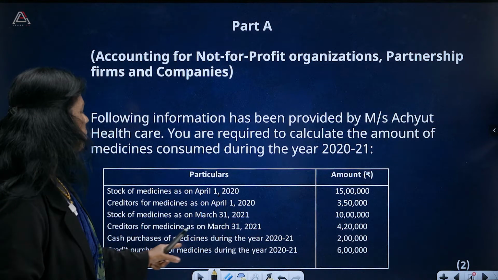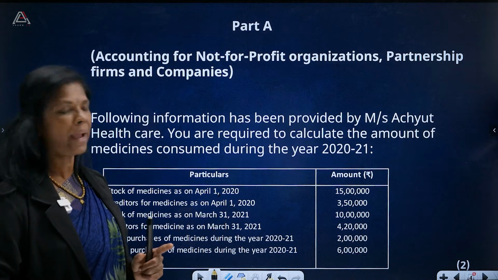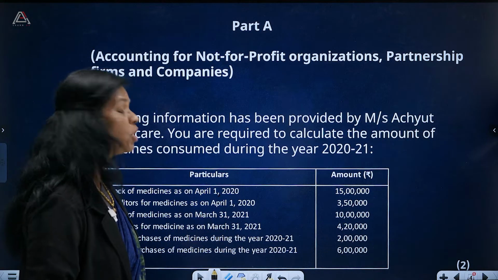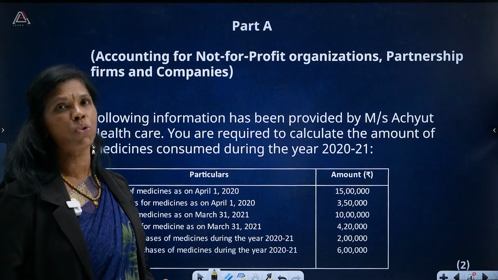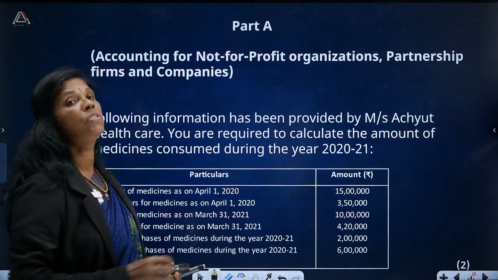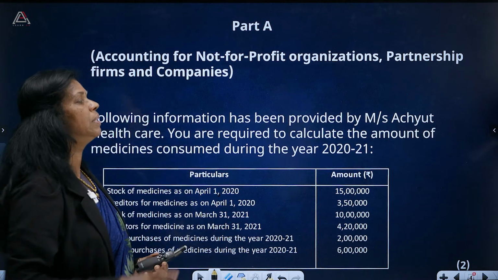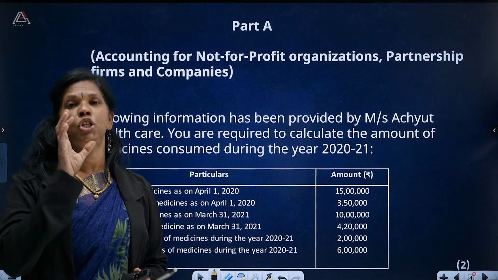Then cash purchase of medicine during the year 2020 and 21, 2 lakh. Then credit purchase of medicine during the year 2020 and 21, 6 lakh. These are the information given in the question. Then from this information, what you have to do? You have to find out the medicine consumed during the year 2020 and 21.